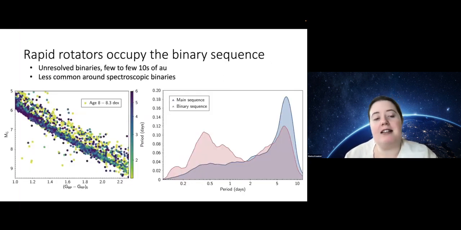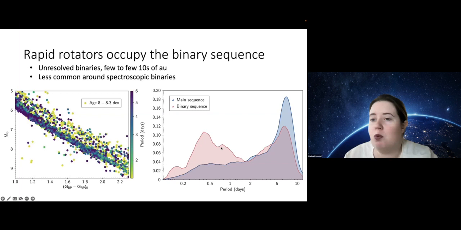If we're to isolate ourselves to just a narrow age range to reduce any of the smearing, and if we're to construct an HR diagram, we see that on the cluster sequence or on the main sequence at these ages, you primarily are dominated by the slow rotators. On the other hand, on the binary sequence, you have a lot of very fast rotators. Here we can see the same thing, that the main sequence peaks at much longer periods, and the binary sequence tends to have an excess of these rapid rotators.